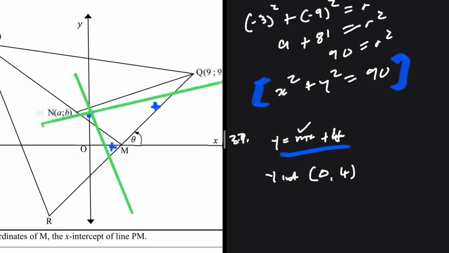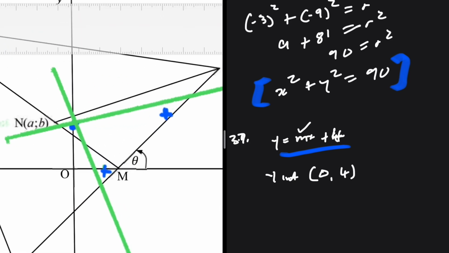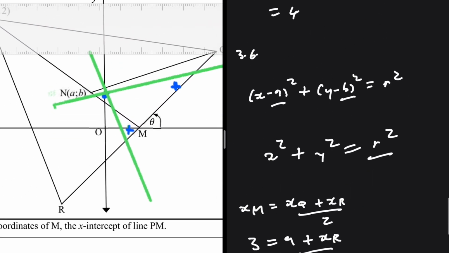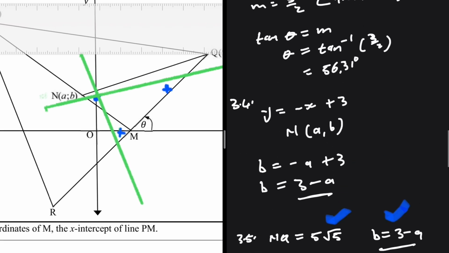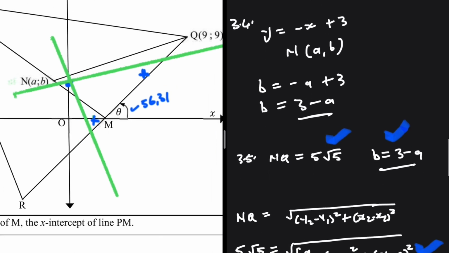So we're talking about QR here. We have the gradient of QR, but we don't know the actual angle. We don't know the actual angle there at QR. So let's find theta. Oh, did we find theta above? Yes, we did find theta. Theta is 56.31, yes. So this is 56.31. We have theta. Okay.